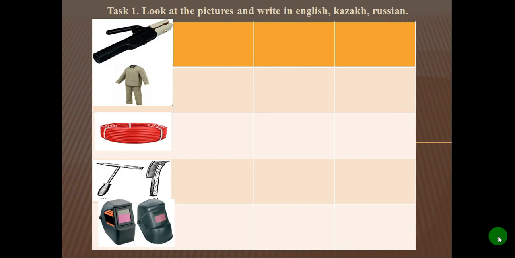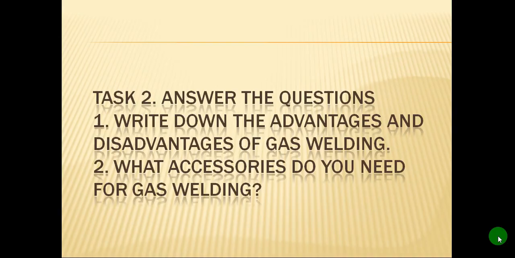Now you should do the tasks. Task number 1, look at the pictures and write the words in English, Kazakh and Russian languages. Task 2, answer the questions. First, write down the advantages and disadvantages of gas welding. Second, what accessories do you need for gas welding?